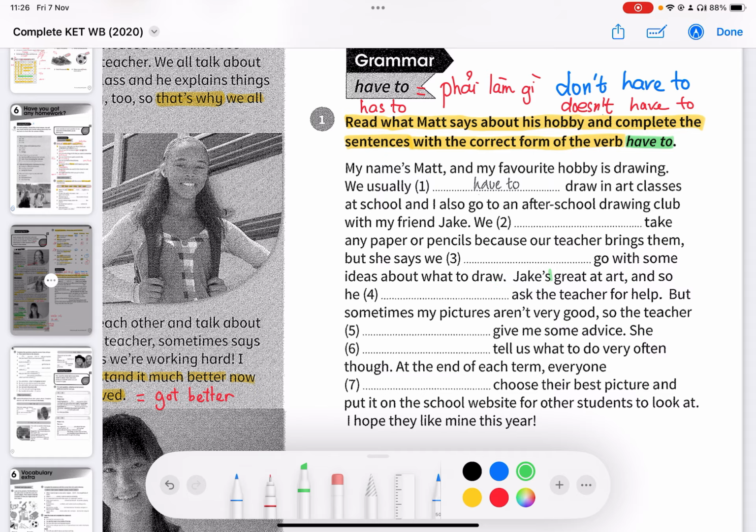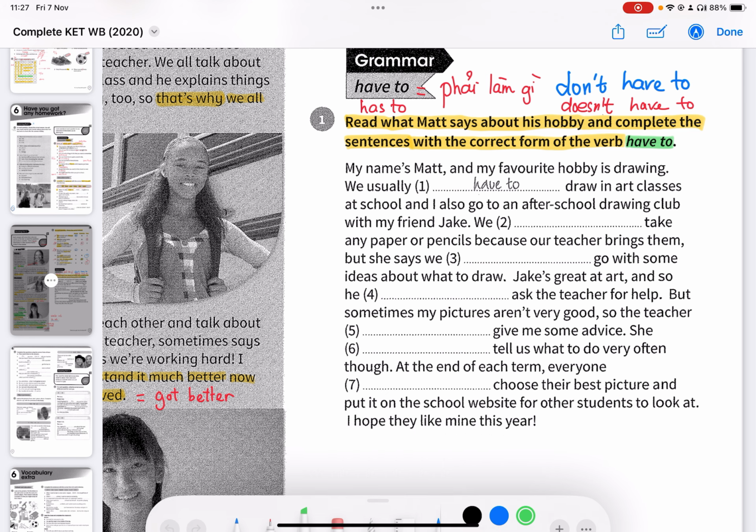Jake's great at art, and so he asks the teacher for help. But sometimes my pictures aren't very good, so the teacher gives me some advice. She tells us what to do very often though. At the end of each term, everyone choose their best picture and put it on the school website for other students to look at. I hope they like mine this year.